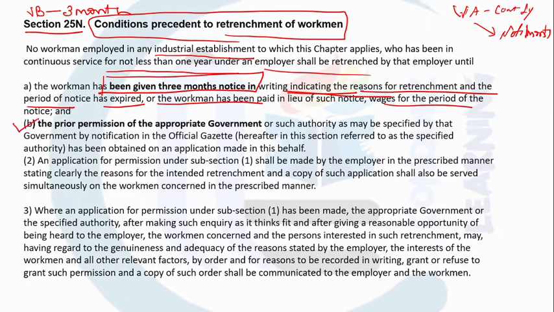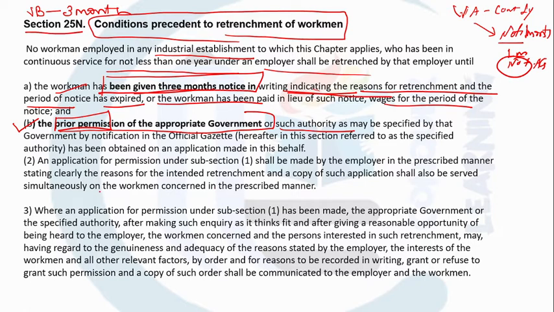Second important thing, before you retrench anyone, the prior permission of the appropriate government or the specified authority is to be obtained. In chapter number 5A, there was the notice of 1 month and notification was to the appropriate government. There was notice to the appropriate government. Here it's permission. So 3 months notice to the workmen and prior permission from the government.